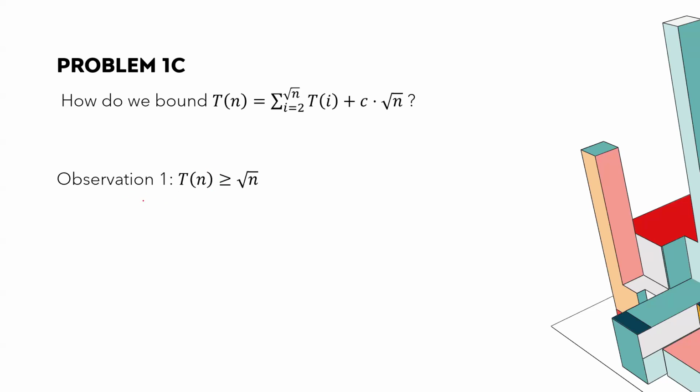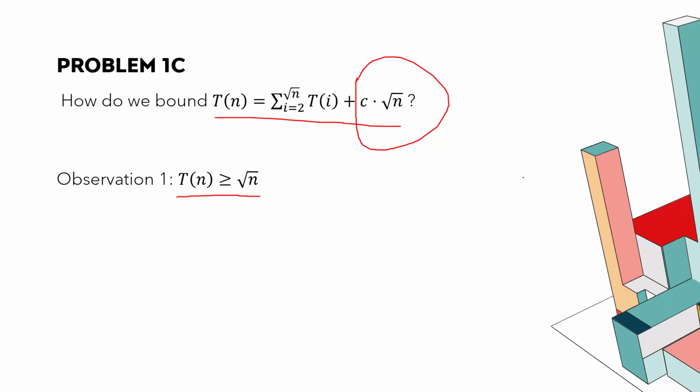Here's how I would start. In fact, it's not just how I would start, it's actually how I did start. My first observation was the following. T(n) has to be at least square root n. This is literally because of how we wrote this. The function has to take this much time at minimum. Forget the recursive calls, it has to take this much time at minimum. I think that makes sense.